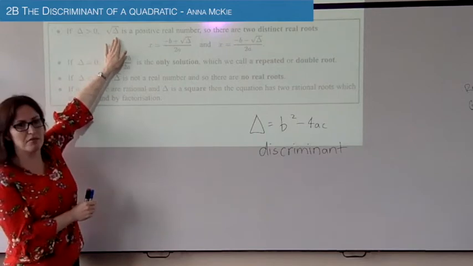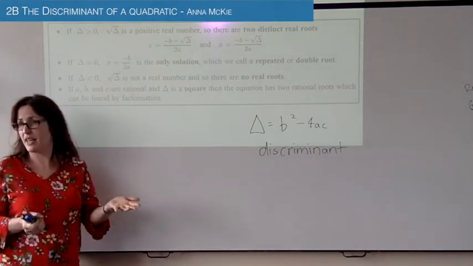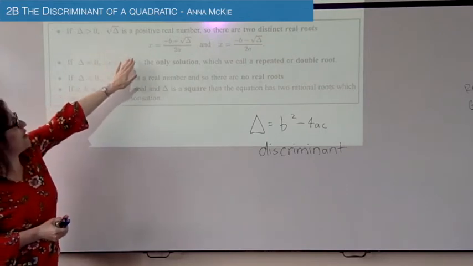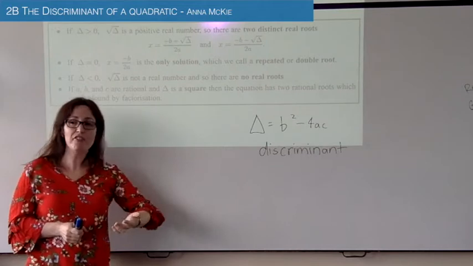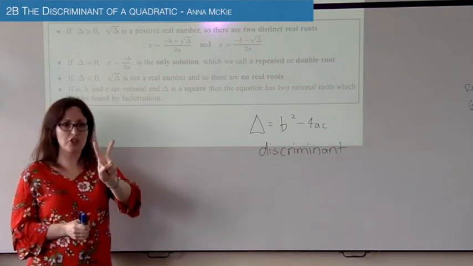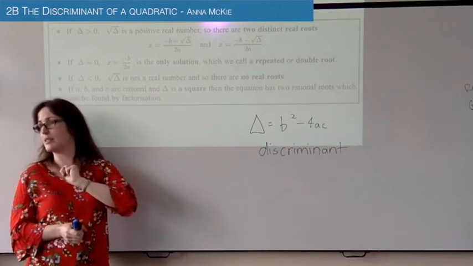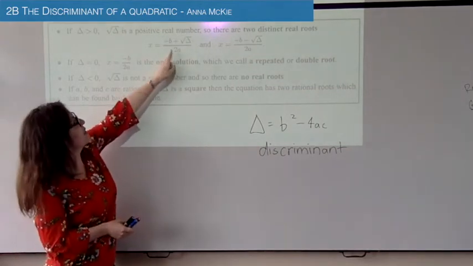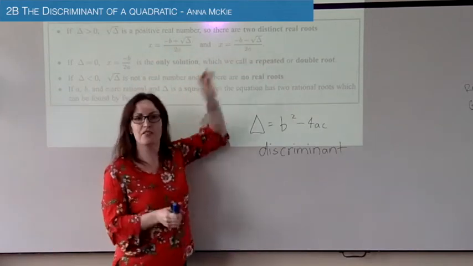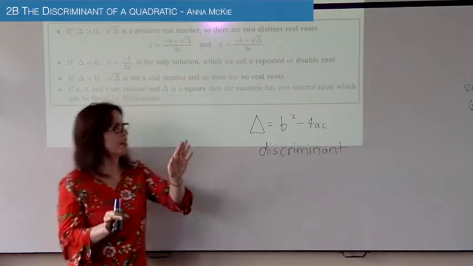If it's positive, you're going to get the square root of a positive number, which is possible. Then you would get 2 distinct real roots. So the graph of that quadratic, because you've got 2 answers, would have 2 x-intercepts, 2 roots. Why am I saying 2? Because one's the positive version and one's the negative version. You know where you do the plus or minus sign? That takes that into account.